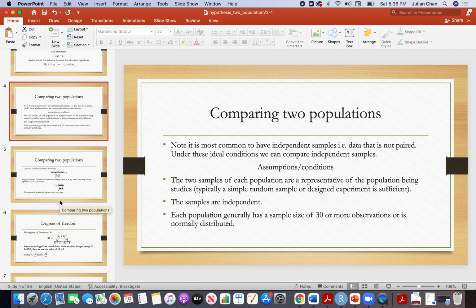Hypothesis testing and confidence intervals, and specifically it will be on comparing two populations. In this situation, this is called independent samples or non-paired data, as compared to paired data, which is also a situation that arises. So it's important to make that distinction.